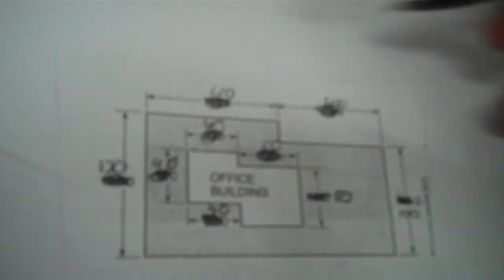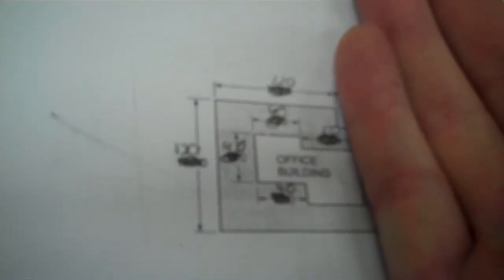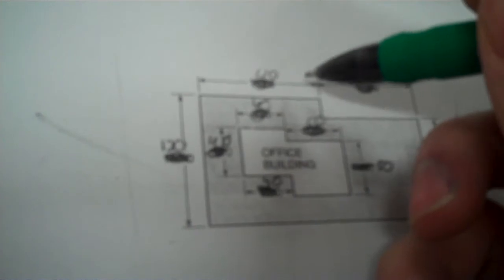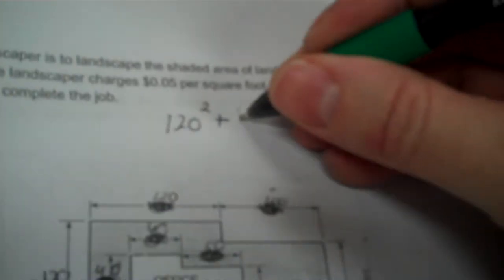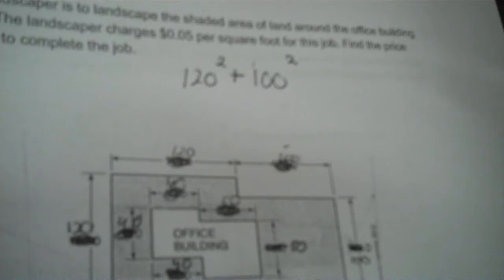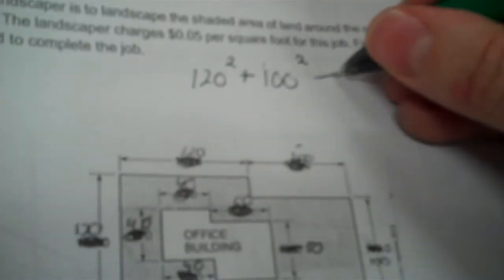Now, look at the whole thing. You have 2 squares. The outer dimensions are each 120. So the square feet would be 120 to the second. And then this square, the dimensions are 100 by 100. So that'd be 100 to the second. But then you got to subtract that building in the middle.